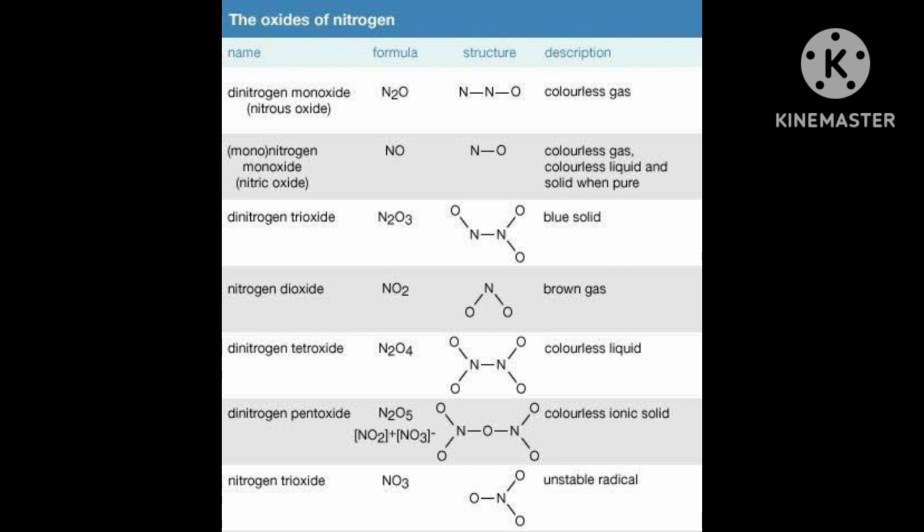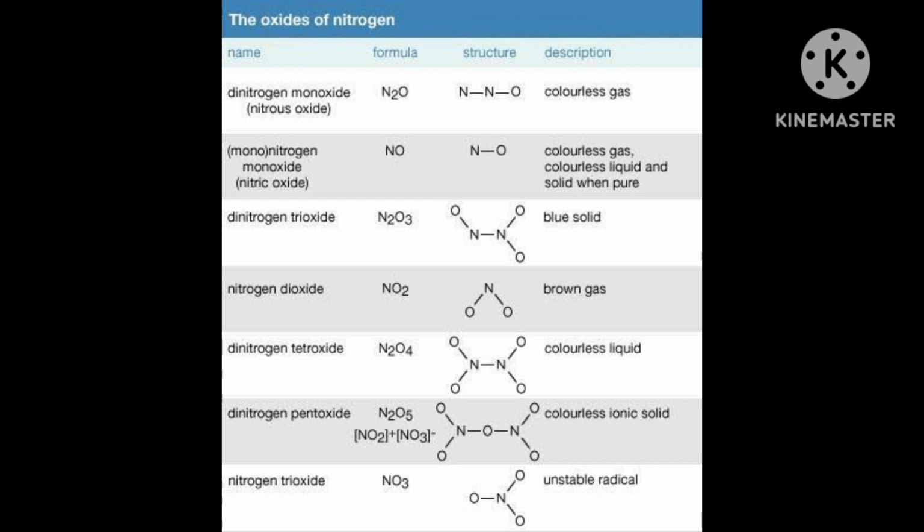Now the fourth oxide of nitrogen I am telling you is nitrogen dioxide, NO2. It is also called nitrogen 4 oxide because its oxidation state is +4. All oxides are due to different oxidation states. I started with +1, +2, +3. Now the fourth one is +4.